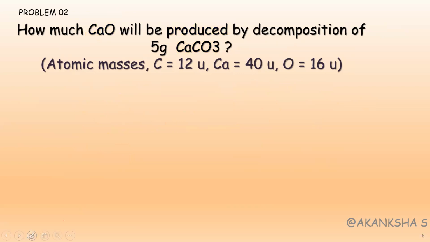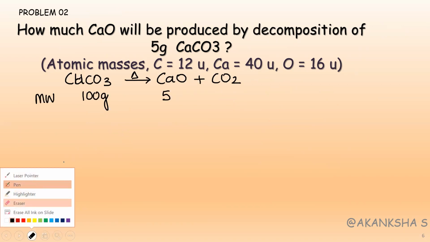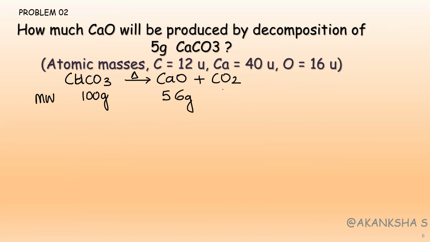What happens to be in the next step? Next step, we are first going to write down whatever we have found. So, my bad, CaCO3. We have it decomposing. We have calcium oxide. We have CO2. This is 100 grams, molecular weight. This is 56 gram, right? Calcium oxide is 56 grams. And CO2 is 44 grams.